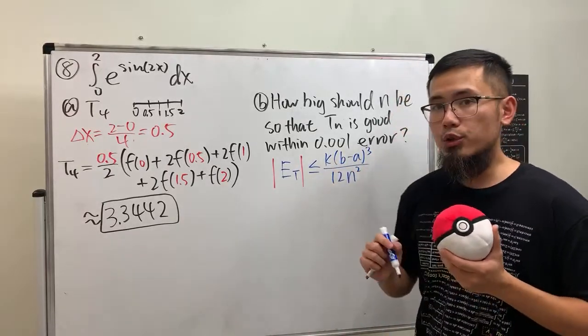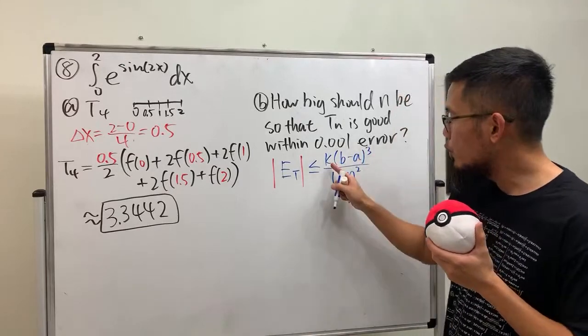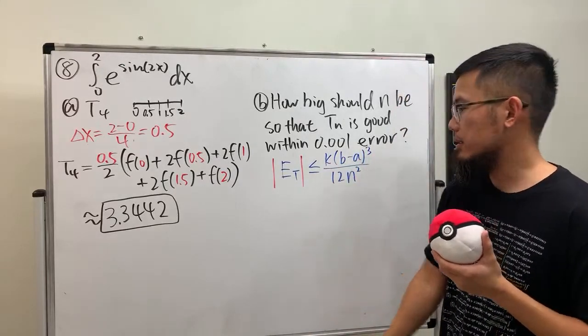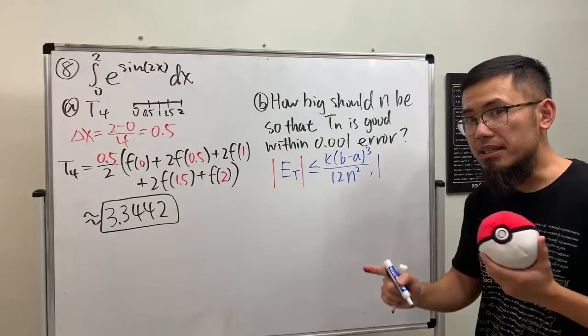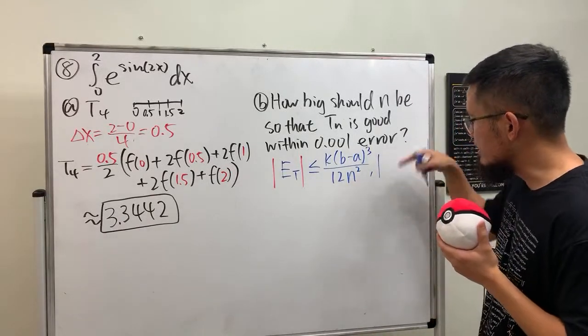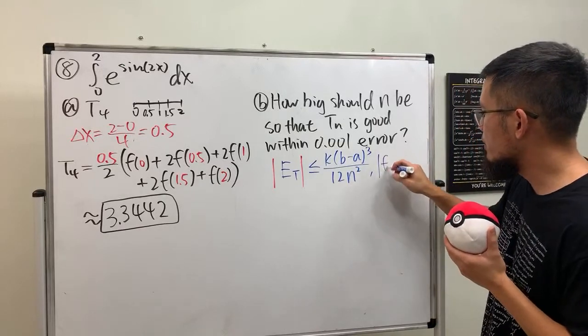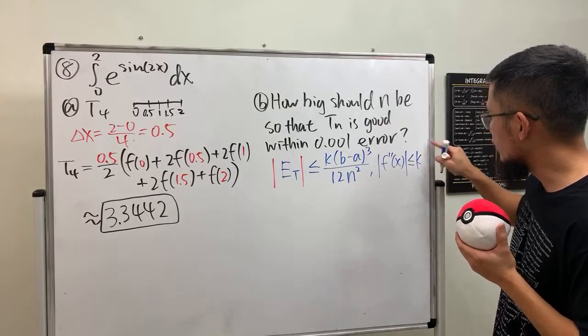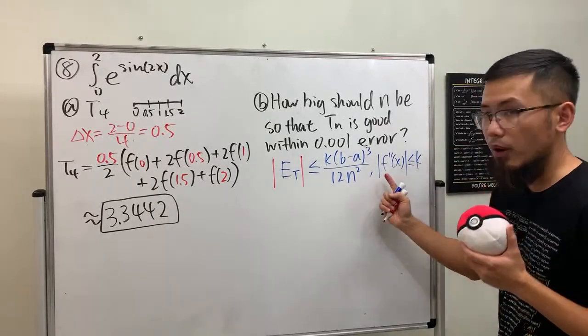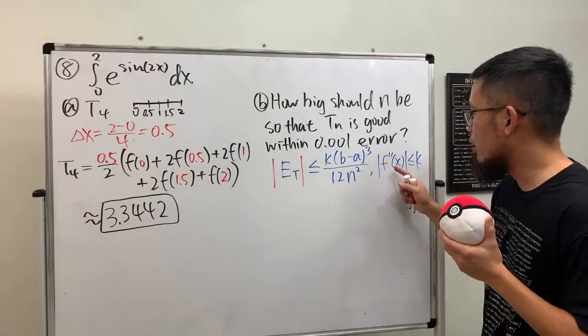So this is the error bound formula. However, in order for us to use the error bound formula, we will have to figure out what K is. So I will have to tell you, K is the biggest value for the second derivative in absolute value. So the absolute value of f double prime of x has to be less than or equal to K. So it's the maximum of the absolute value of the second derivative.